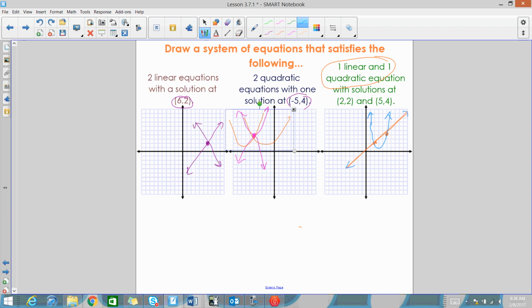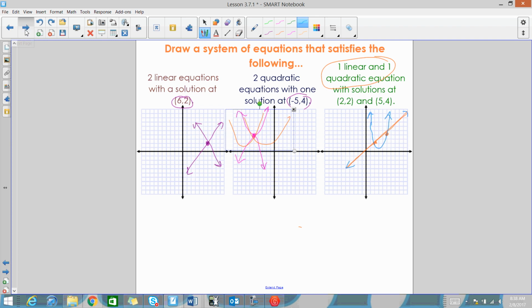Oh, and your lines need to have arrows. It's just trying to get you to see the idea of linear and quadratics intersecting, where they can intersect, how they can intersect, and start thinking about things like that. This first one, two linear equations with a solution at 6, 2, you've been doing forever. These next two are the new ones that get you to think about all these new things that we've learned this year.